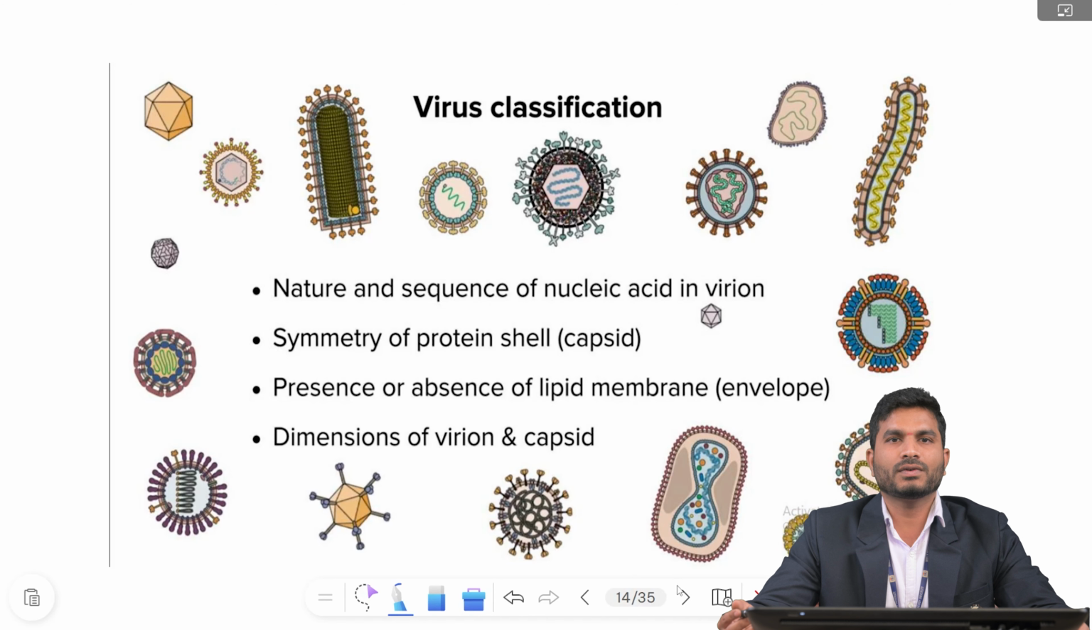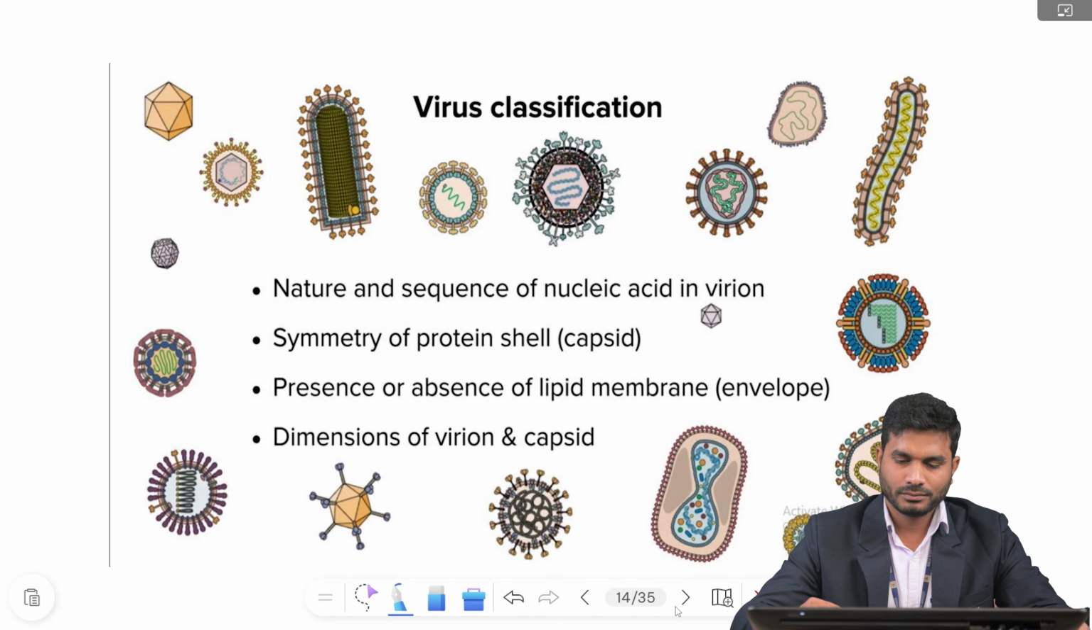Coming to the classification of viruses, mainly viruses are classified based on the type and sequence of nucleic acid, whether it is DNA or RNA, and capsid symmetry. Also the presence of lipid envelopes, whether they are enveloped or non-enveloped viruses, and virion size and dimensions. These parameters help virologists understand virus behavior, replication, and epidemiology.